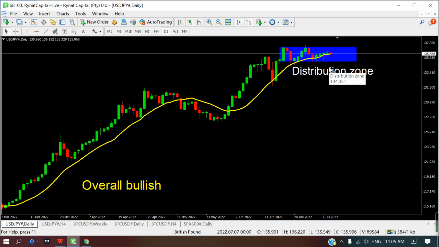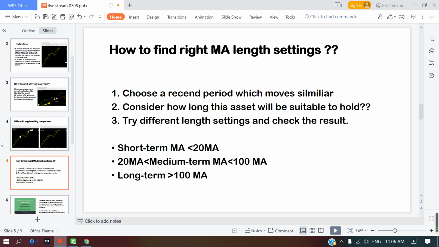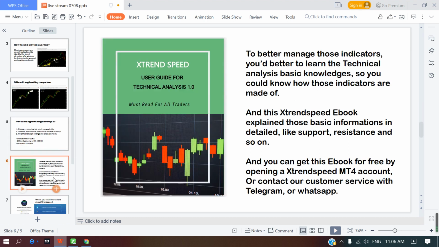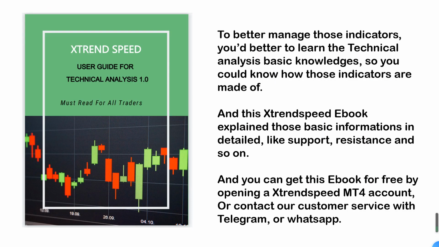Then if you cannot figure out 14, you could try 11, 12, or 13, and try them one by one, and then you may figure out which one is better. This way helps you find out which length of EMA is better for you to trade. So this is how we find the right length setting of EMA.